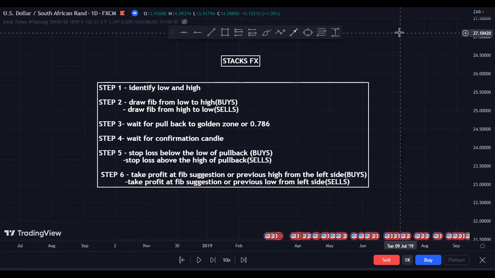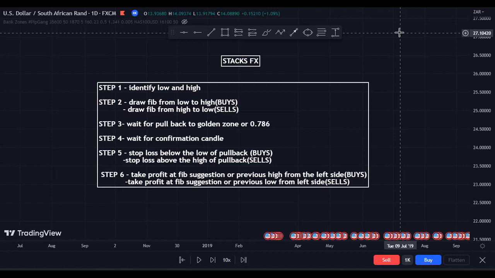Step 1, identify low and high. Step 2, draw Fib from low to high when looking for buys. Draw Fib from high to low when looking for sells. Step 3, wait for pullback to golden zone or 0.786 zone. Step 4, wait for confirmation candle.